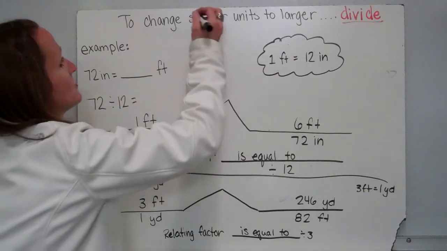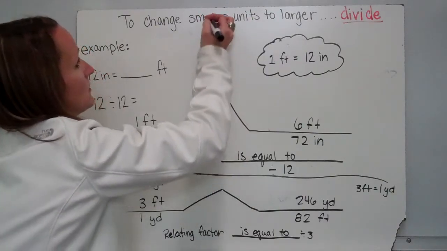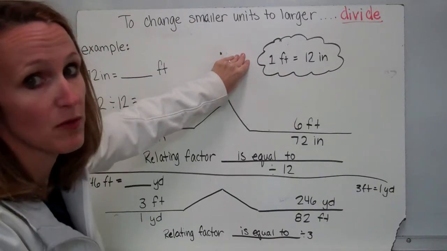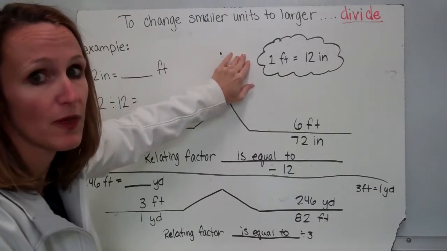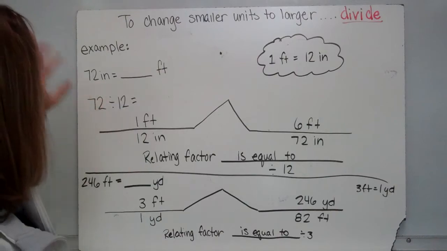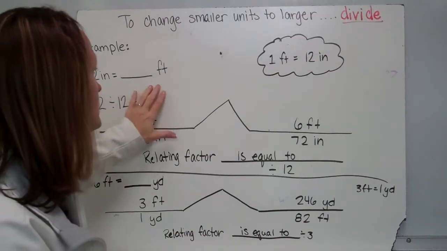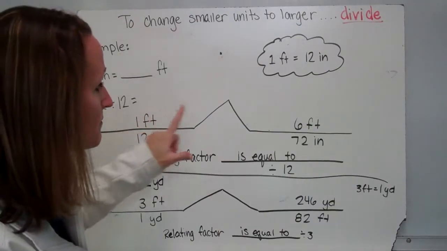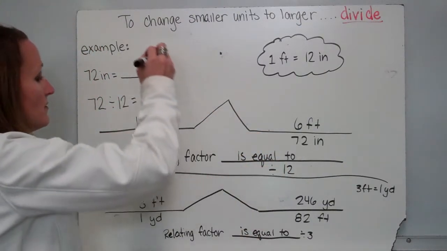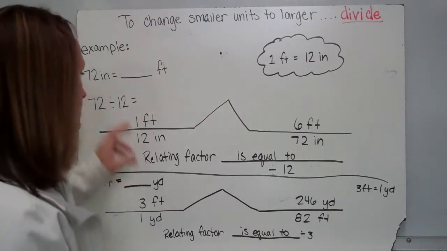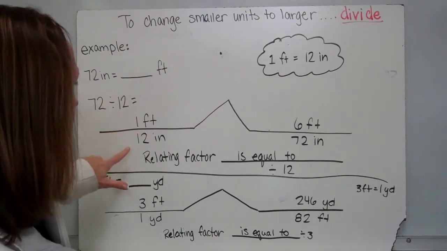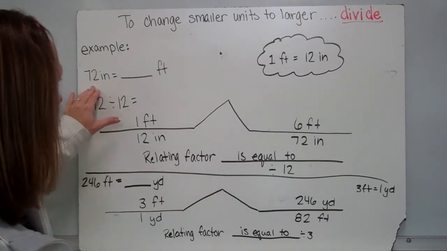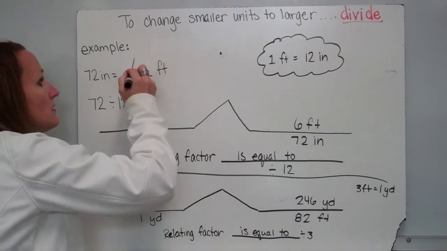So I want to change from smaller to larger. I'm going to divide. I still need to remember that 1 foot equals 12 inches. Hopefully you knew that long before this video was made. So for example, 72 inches equals how many feet? Here's my bridge map: 1 foot over 12 inches. It's going to equal 6 feet, well, I gave it away. The relating factor is that it's equal to dividing by 12. So 72 divided by 12 gives me 6.